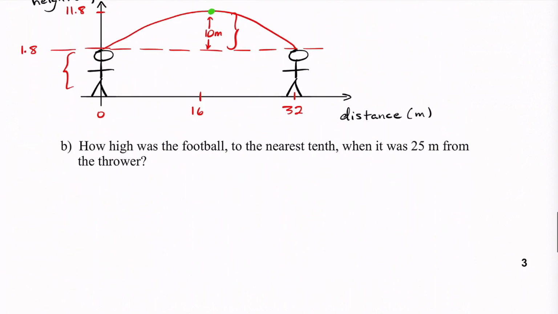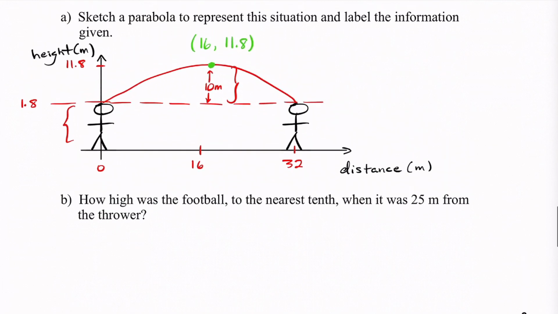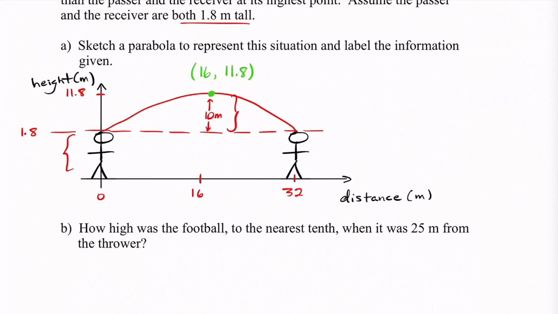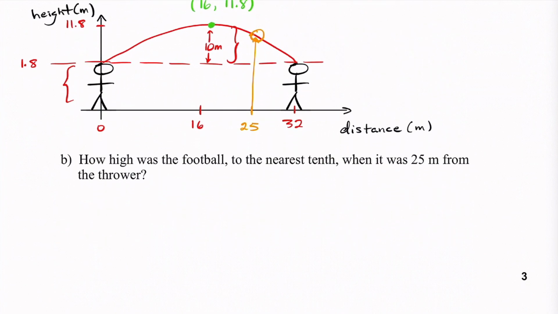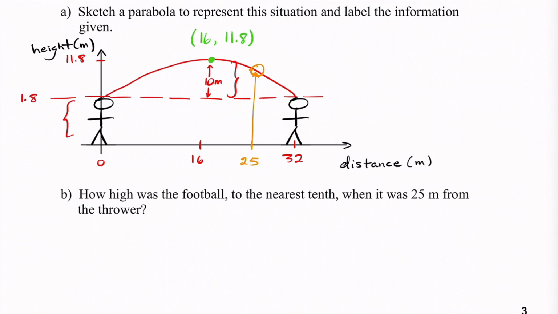Moving to part B, it says, how high was the football to the nearest tenth when it was 25 meters from the thrower? Okay, so on our graph, we want to see how high it is. If it was 25 meters from the thrower, we want to see what that height is right there. Okay, and to do that, we are going to have to solve this algebraically because I can't just try to guess what that is. I know it's going to have to be more than the height of them, and I know it's going to have to be less than the max point.